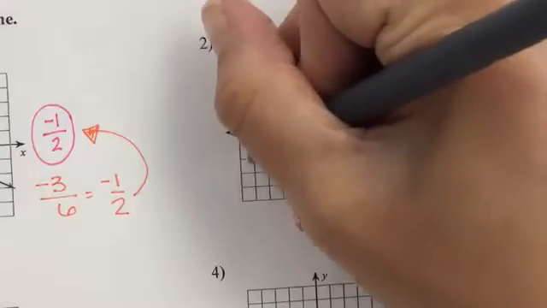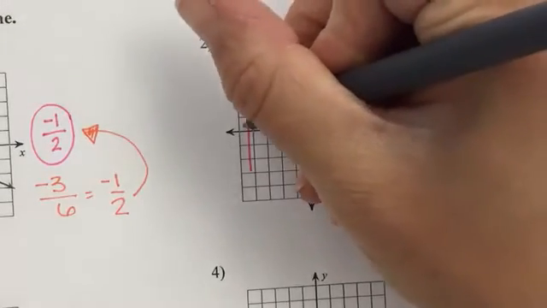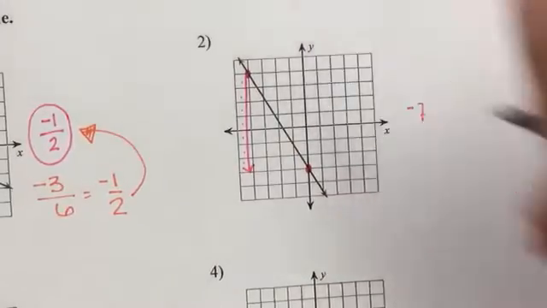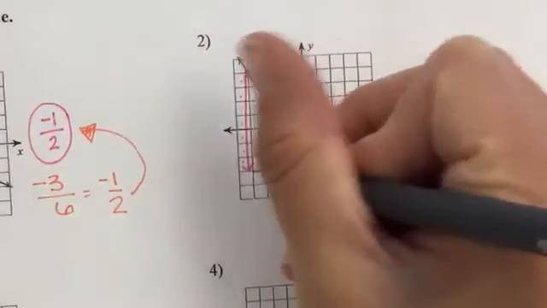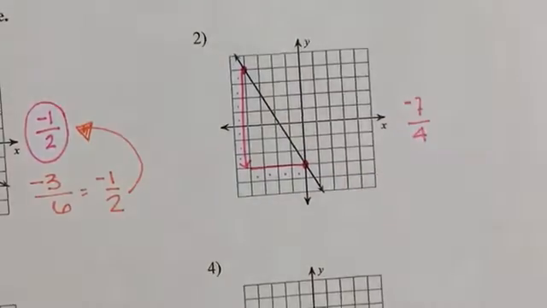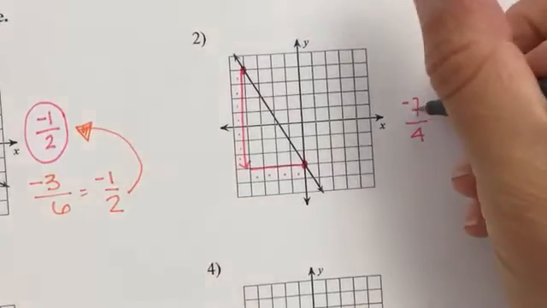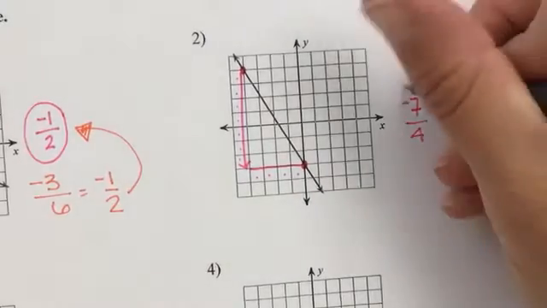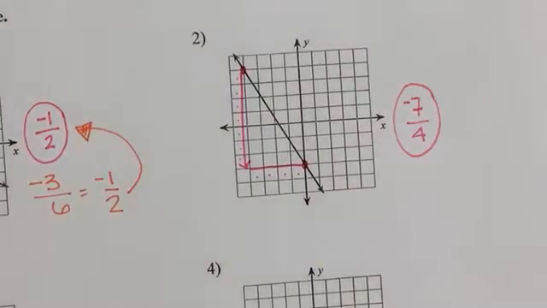So then I'm going to go down 1, 2, 3, 4, 5, 6, 7. Oh, it was a negative 7. And over 1, 2, 3, 4. Now 7/4 cannot be simplified, and you don't write it as a mixed number. So this is how we're going to record the slope.